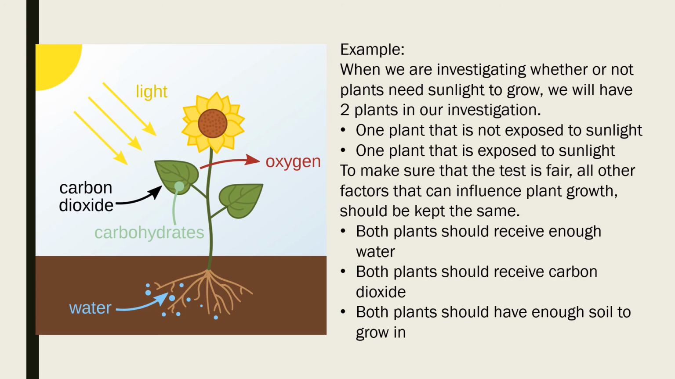Both plants should receive enough water, because we know that water is another factor that can influence the growth of plants. Both plants should have access to carbon dioxide, and both plants should be planted in enough soil to grow in. If we keep all of these factors exactly the same and only change one factor, then we know we are testing for only one factor, and that's how we make sure that our test is fair.